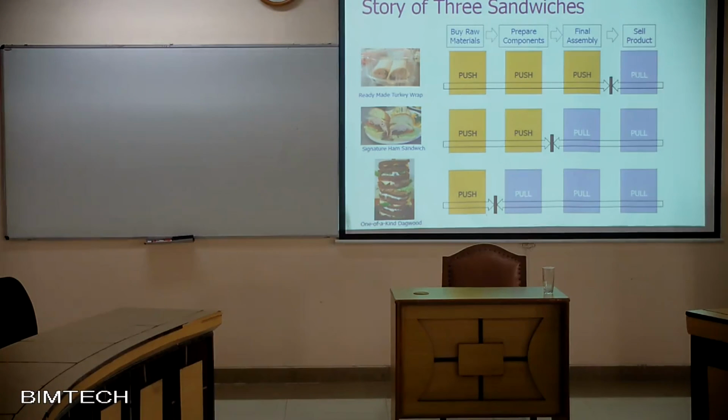So all forecasts have error, and therefore the problem for the producer or the supply chain in the first case is that of forecasting and forecasting error and accuracy. And how much inventory do I maintain of the final product? So those are the kind of issues that the supply chain faces.